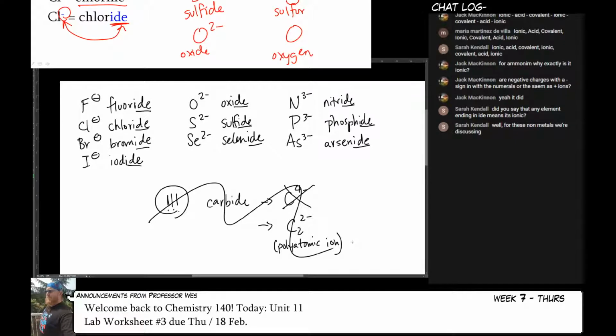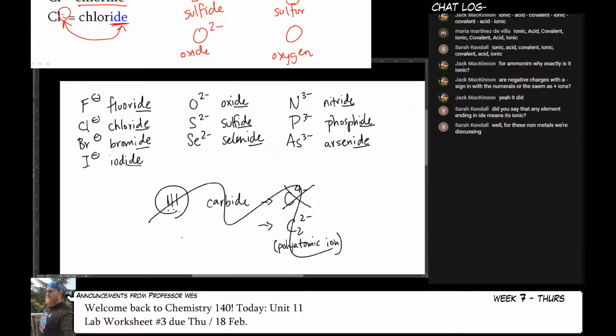Okay? So it does seem to follow this pattern, but there are going to be other ions out there that end in ide, and they end up being polyatomics. For example, cyanide. What element is cyan? I don't know. It's not. It's C and N with a negative charge. That's cyanide. So those are our ides.